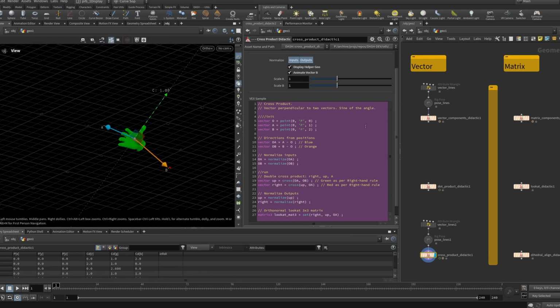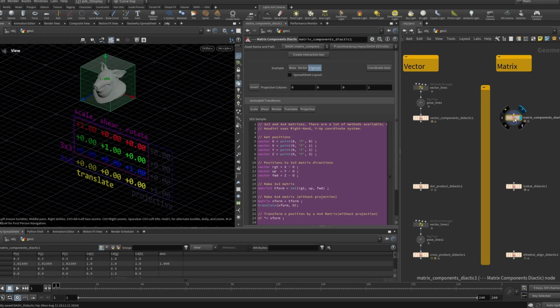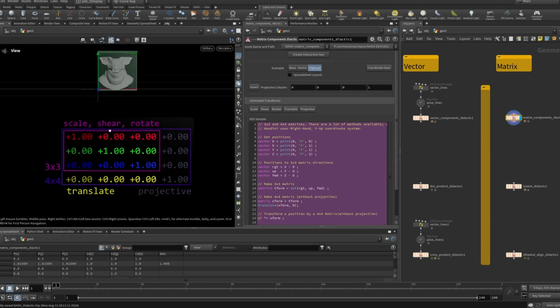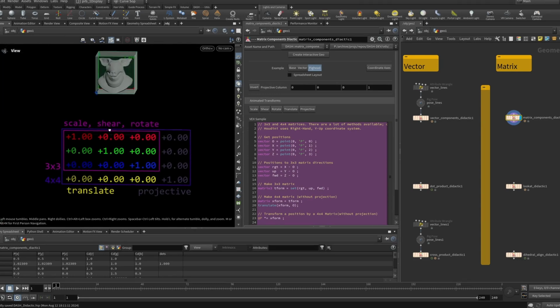Next, I'm going to look into matrices. So matrix components hopefully will make the point across about what are the values present in the 4x4 and 3x3 matrices. By 4x4, meaning we have 1, 2, 3, 4 by 1, 2, 3, 4 values, and same for the 3x3 matrix, you have 1, 2, 3 by 1, 2, 3 values, right?